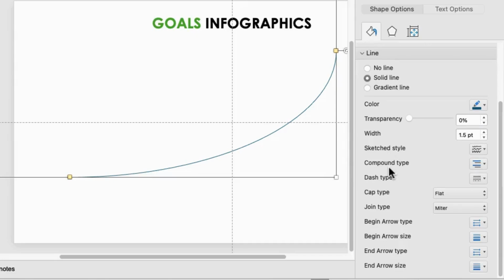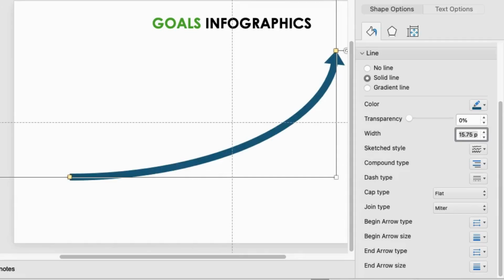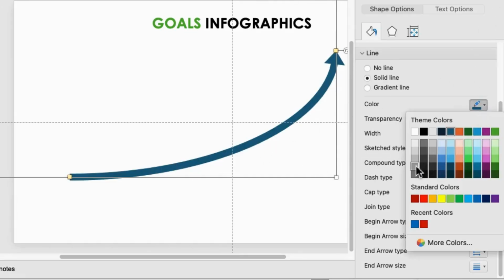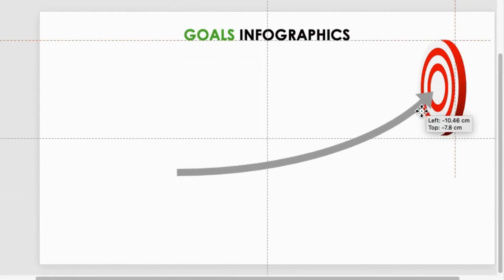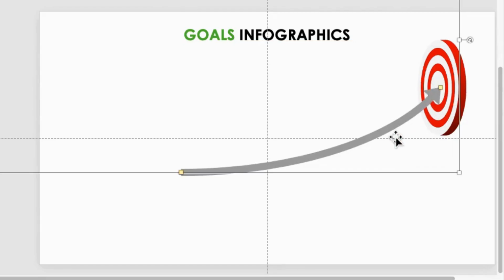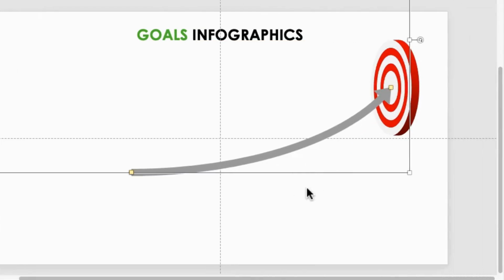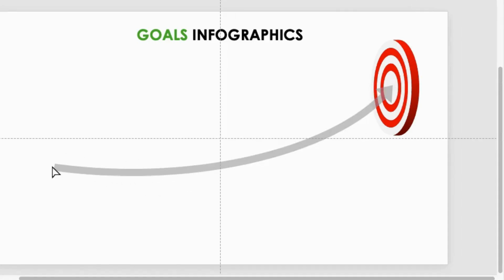Then change the beginning arrow type to arrow and the size to arrow L, size 4. Set the width to 15.75p and change the color to gray for a sleek, modern appearance. Position the arrow at the top of the target. Adjust the arrow so that it aligns precisely with the center of the target.